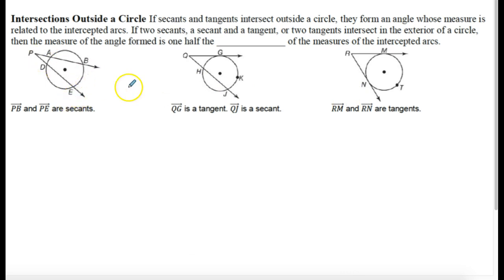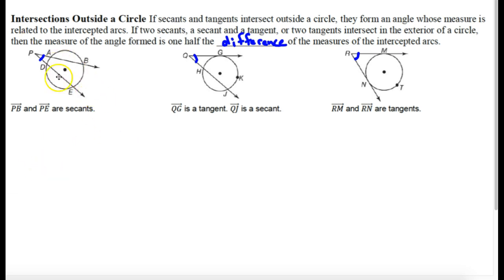If we have two secants, a secant and a tangent, or two tangents, the measure of the angle formed, so we're talking about this angle and this angle, right? Those are the angles formed, is 1/2 the difference of the measures of the intercepted arcs. It's 1/2 of the difference.